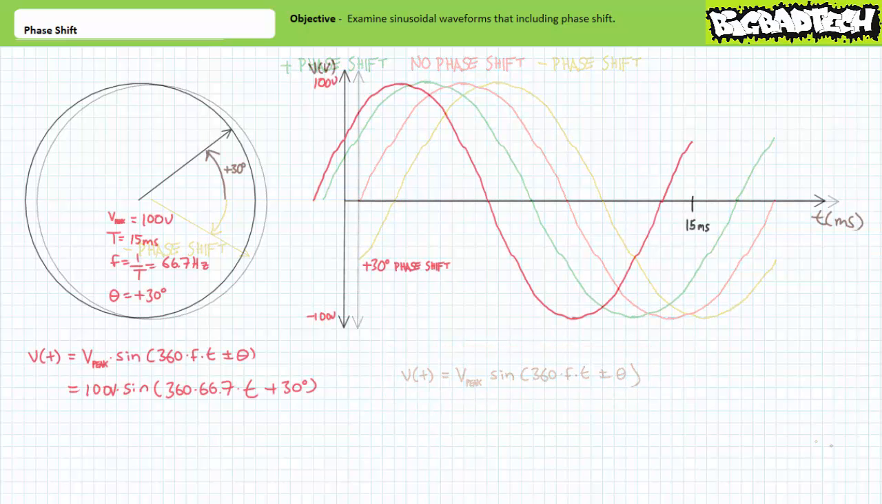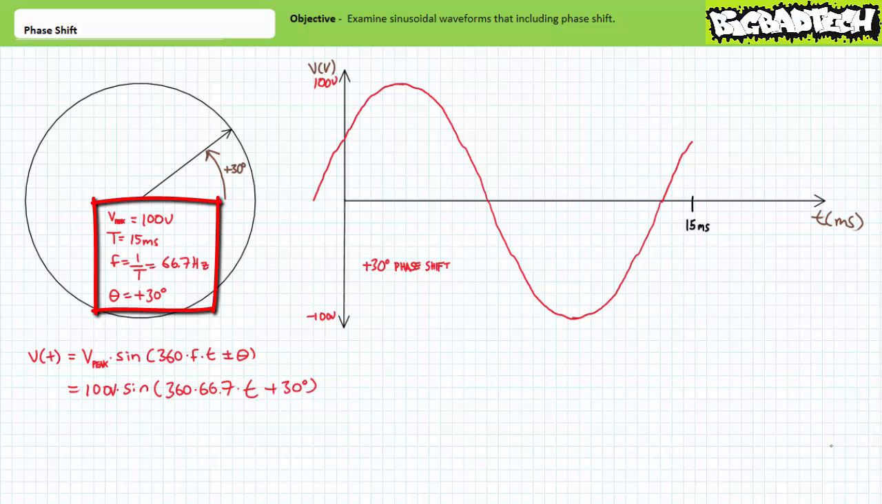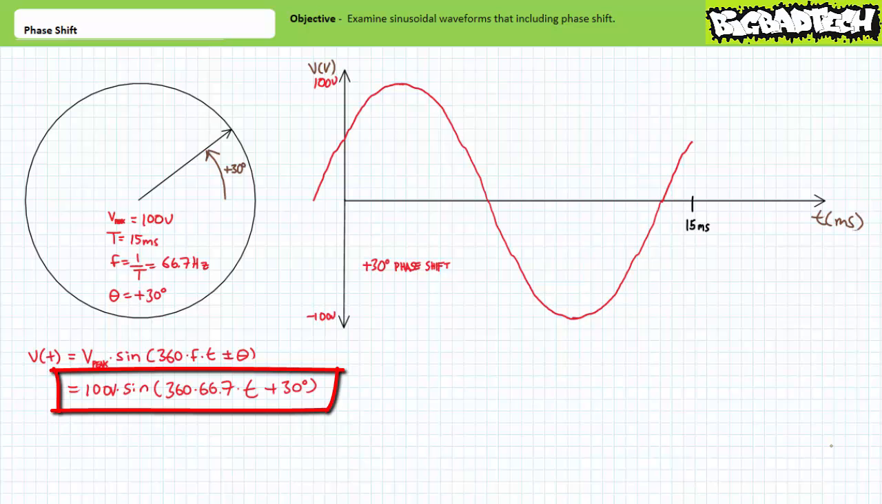Including phase shift in the general expression, we simply add or subtract the phase shift to the terms inside the parentheses. For example, consider a time-variant sinusoidal with a 100-volt peak, a period of 15 milliseconds, and it happens to get a positive 30-degree head start to the day. This period corresponds to a frequency of 1 over 15 milliseconds, or approximately 66.7 Hz. The time-variant voltage expression will resolve itself into V of t equals 100 volts times sine of 360 times 66.7 times the time of interest plus 30 degrees.